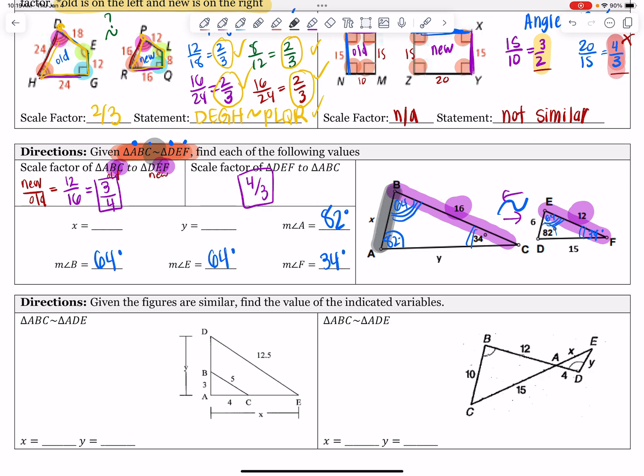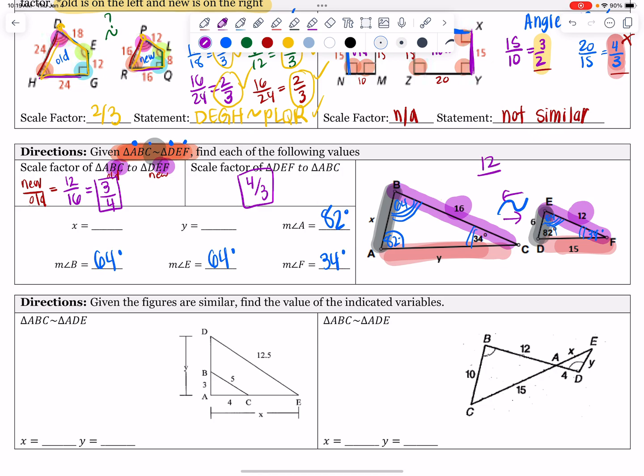So who corresponds to X? That would be the 6. And then who corresponds to Y? That would be the 15. Okay? And so what I'm going to do is set up a proportion by saying the way that 12 relates to 16 should be the same way that the 6 relates to the X. I'm going new over old. I'm going to go from the first shape to the second shape.